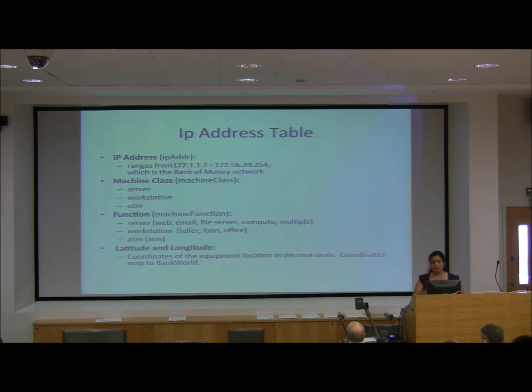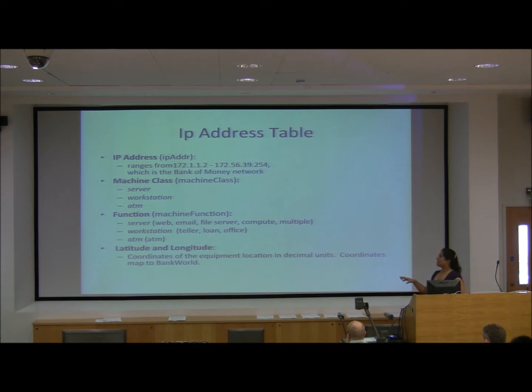Okay, so a little bit more detail about the tables. Firstly, you have the IP address table. As I said, the first bit of information is IP addresses. They have a range, and this is the range of the Bank of Money network. And then you're given machine classes, and they come in 3 classes: servers, workstations, and ATMs. Now, ATMs are only ever an ATM. However, servers can be web, email, file server, compute, or multiple. And workstations can be teller, loan, or office.